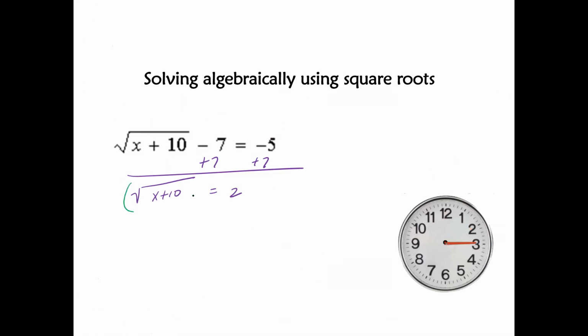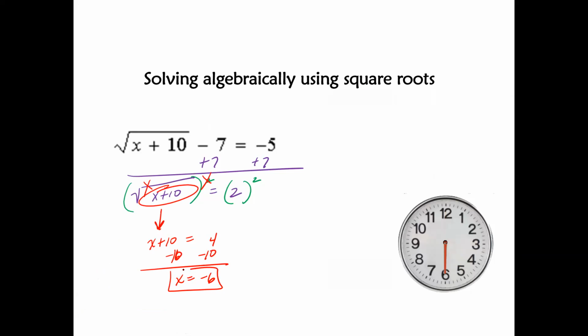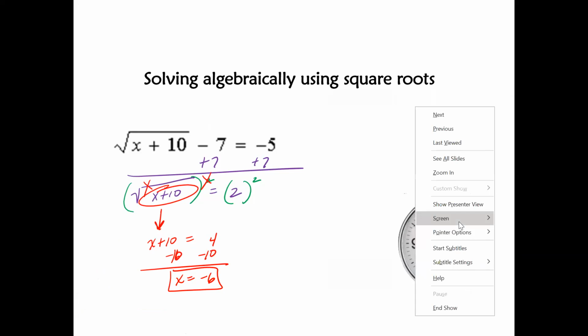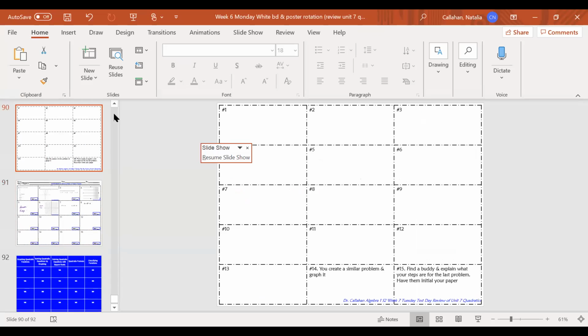What's the opposite of a square root? It is a square. Whatever you do on the right side, you have to do on the left side. So the square root and the square cancel. x plus 10 is now free. 2 times 2 is 4. Minus 10 on both sides. x equals negative 6. Go ahead and pause the video and answer or copy down the following questions.